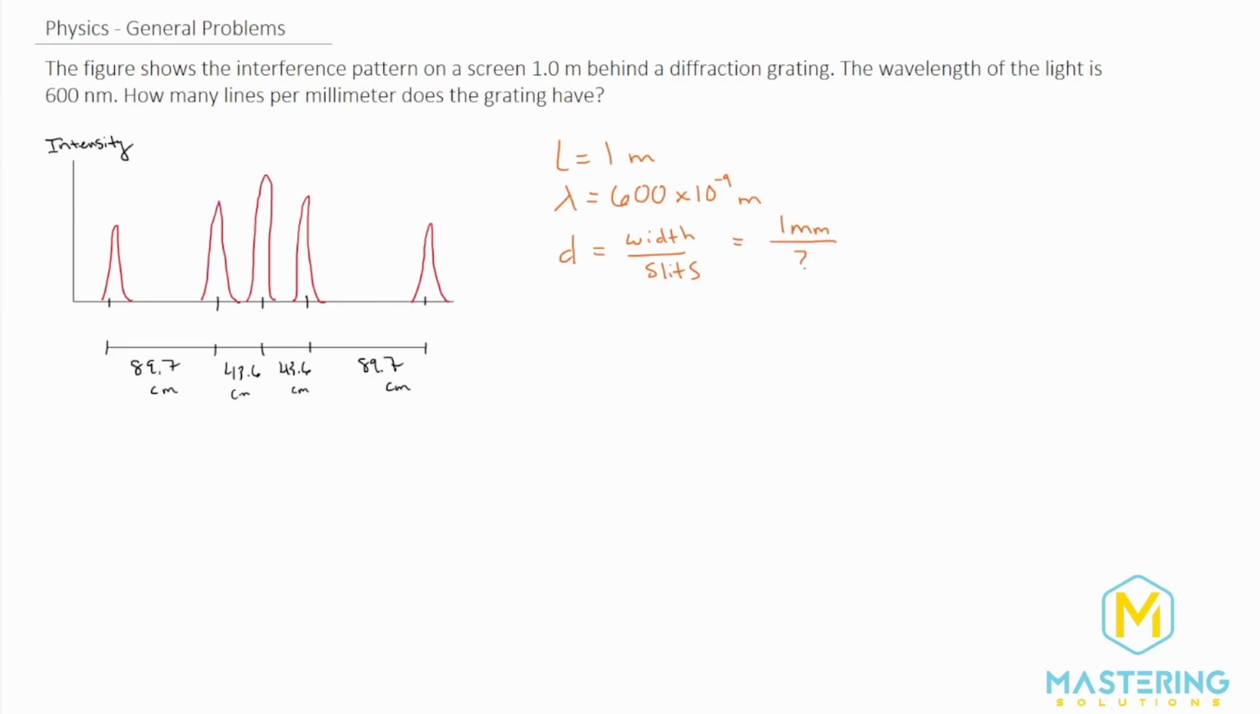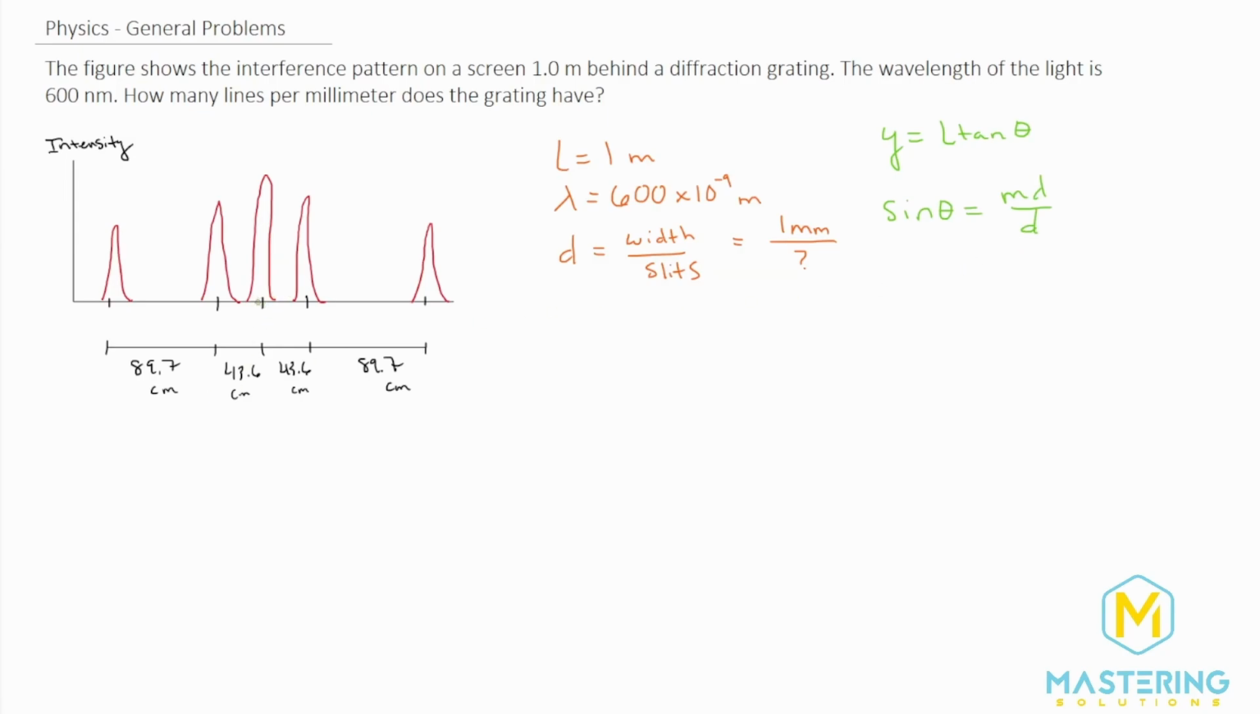In order to do that, we'll utilize two equations, and we've used these in the past few problems, so they'll feel familiar. y is equal to L times the tangent of theta. We're going to use that to find what theta is, and then we'll plug that into the second equation. Sine of theta is equal to m lambda over d.